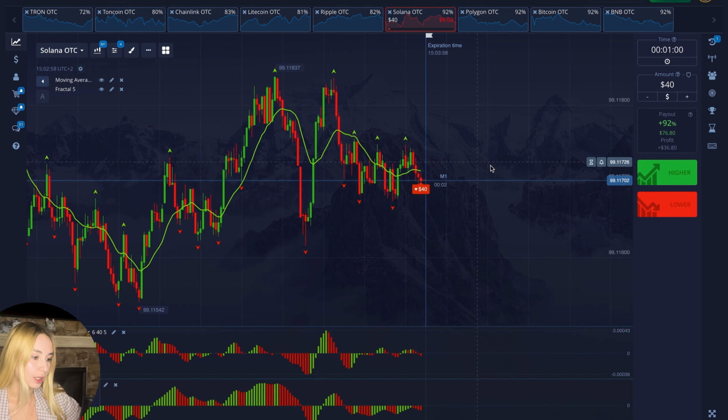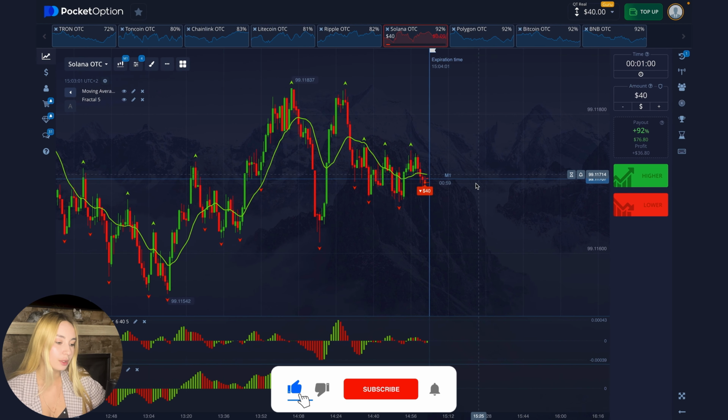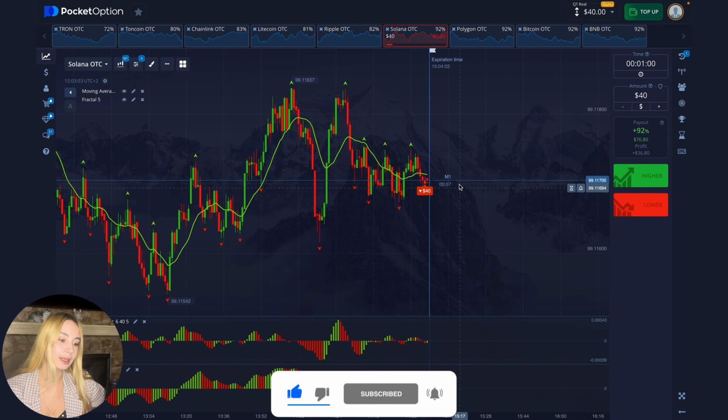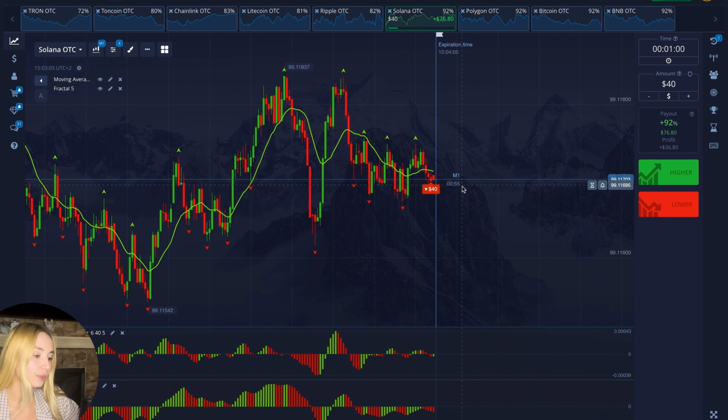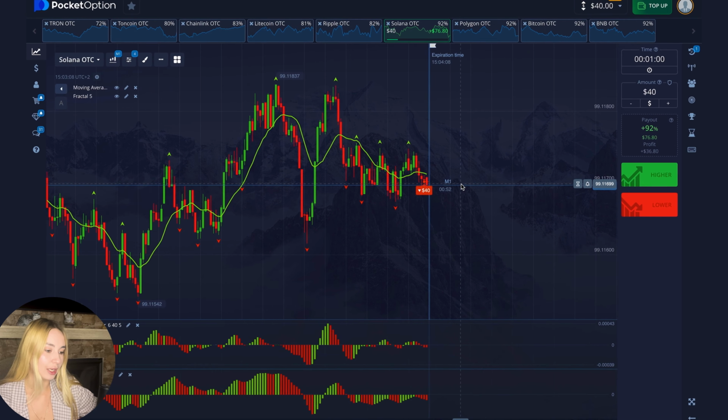First position is opened for a put. If we see a quick upward spike, I'll open an additional trade. Let's break down the first entry.